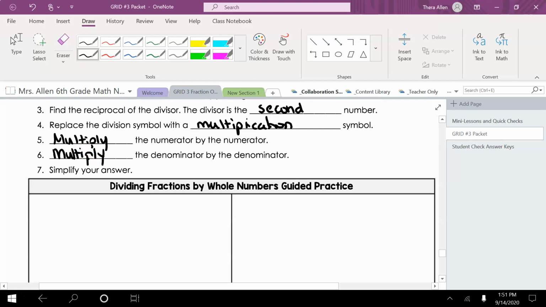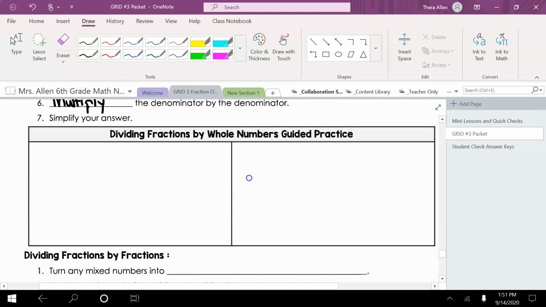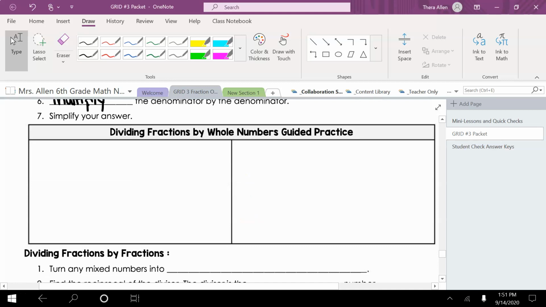I'm going to give you two problems that I would like you to solve on your own. I'm going to write them down, and I want you to pause the video and solve. 2/3 divided by 4 and 3/4 divided by 2. Pause the video and solve these. Your answer for the first one should have been 1/6, and your answer for the second problem should have been 3/8. If you did not get that answer, pause it and go talk to me and find out what you did wrong.